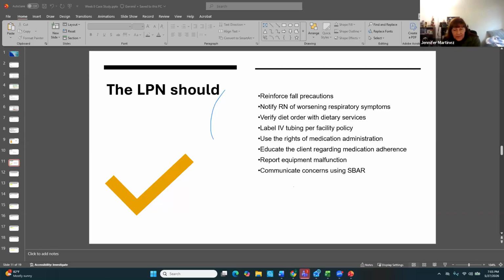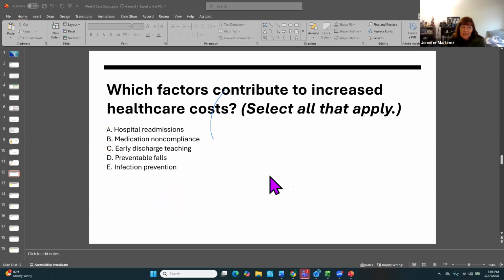We're going to report the equipment malfunction, right? So why did the battery die on the scanner? What's going on with it? And then always use your SBAR. All right. So question number 1 here.